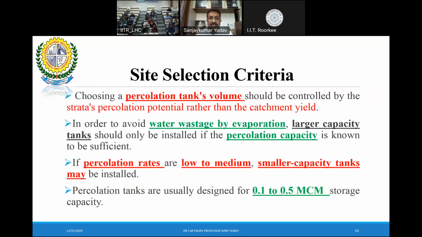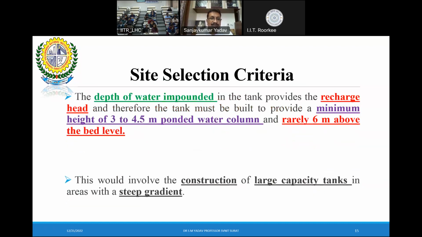Choosing a percolation tank's volume should be controlled by the strata's percolation potential rather than the catchment yield. In order to avoid water wastage by evaporation, large capacity tanks should only be installed if the percolation capacity is known to be sufficient. If percolation rates are low to medium, smaller capacity tanks may be installed. The percolation tanks are usually designed for 0.1 to 0.5 million cubic meter storage capacity.